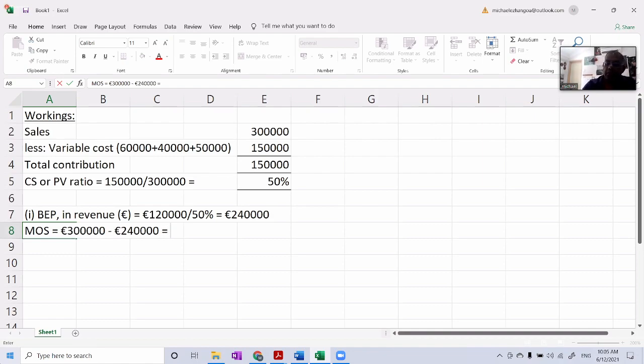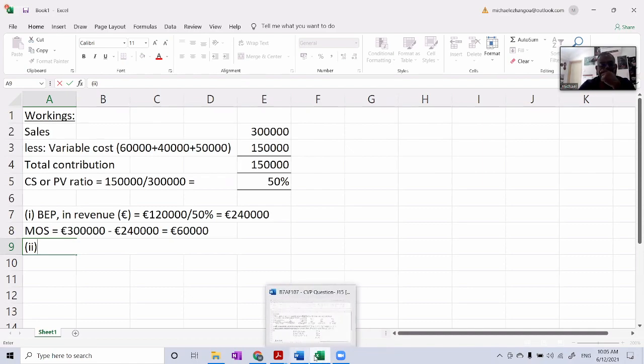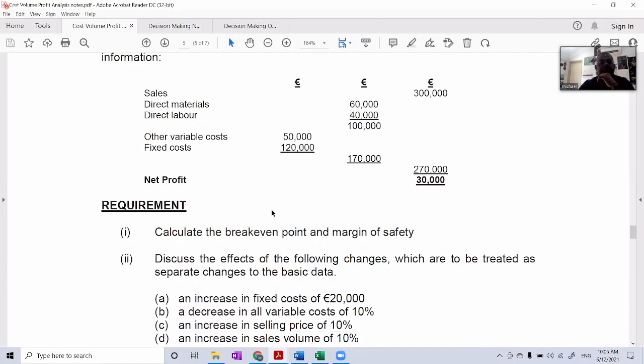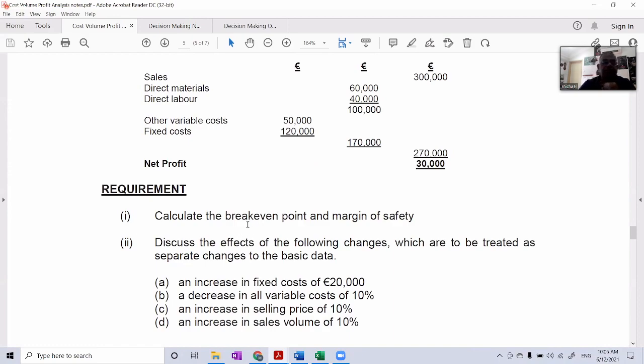That gives me 60,000. All right. So I don't think part 1 is all that complicated, right? Part 2. Part 2A says discuss the effects of foreign exchange and treated as separate changes to the basic data. What happens if your fixed cost increases by 20,000, right?